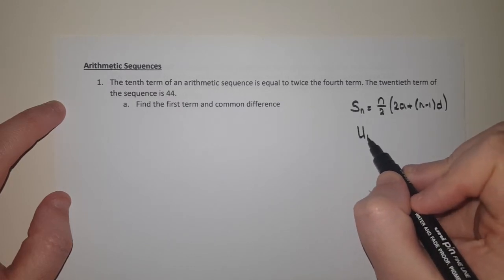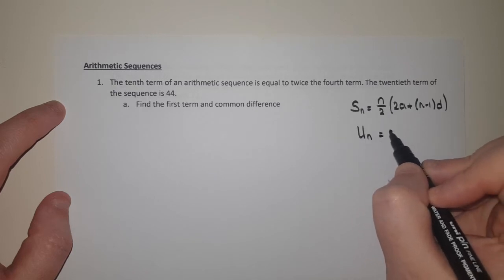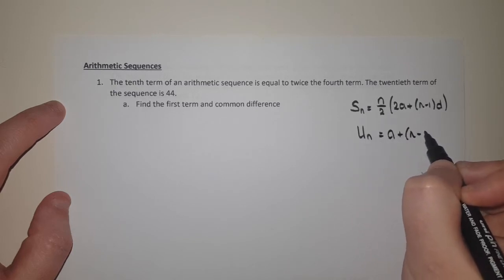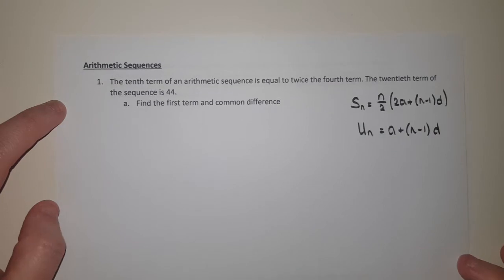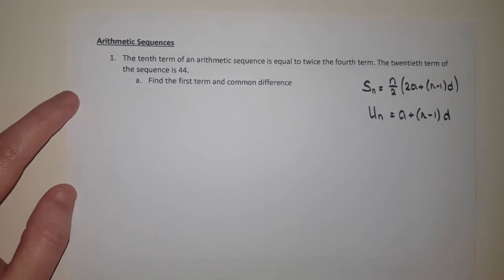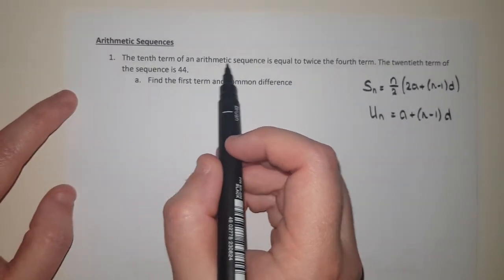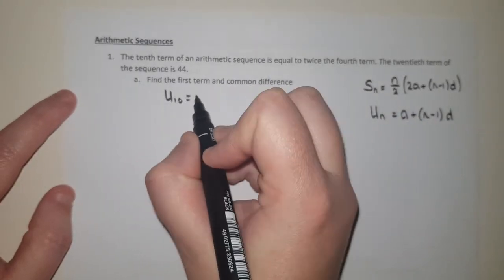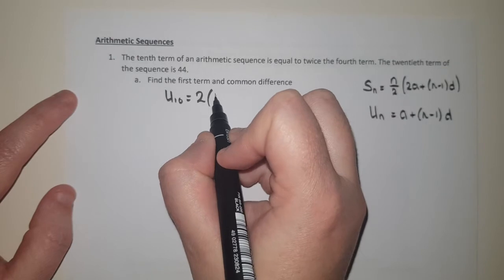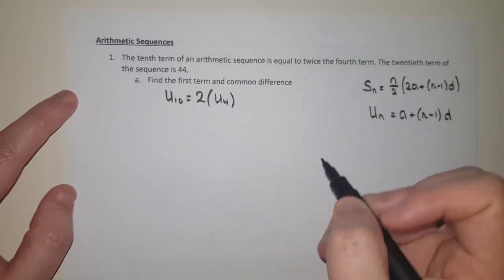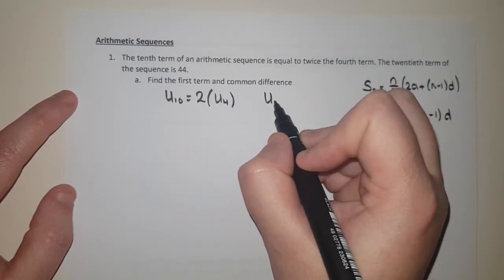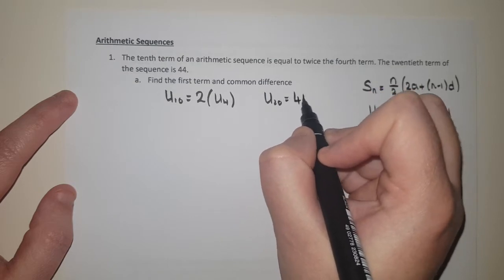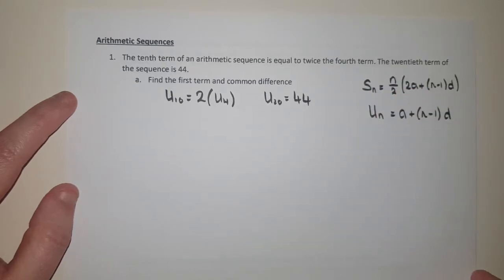You need to remember that the nth term formula is a plus (n minus 1)d. Okay, so we're going to put that information into what we've got. We've got the 10th term of a sequence is equal to twice the 4th. So I know that u10 has to be equal to twice u4. And I know that the 20th term, so u20, has to be equal to 44.